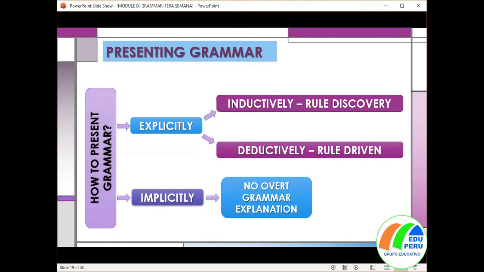Remember, as I told you at the beginning, this module is divided in two parts. These two first classes, this class and the next one, are related to grammar. The third and the fourth are related to vocabulary. This is one of the important aspects to teach our students, the vocabulary. All right, so don't forget it. In the next session, we are going to analyze the different ways we can present or teach grammar. All right?